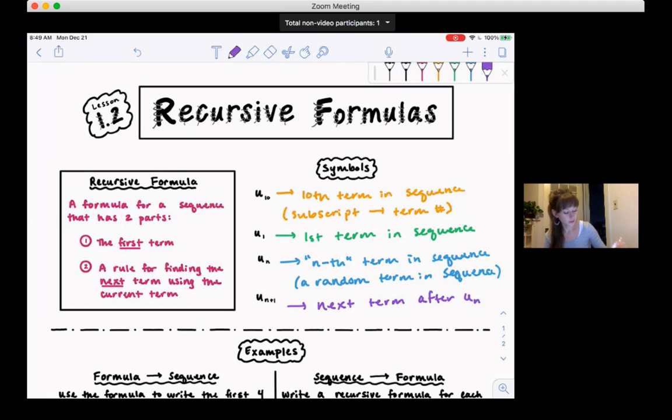So remember, our recursive formula has a rule for finding the next term using the current term. So we're going to use these symbols in our formulas. This will represent the current term. This will represent the next term.